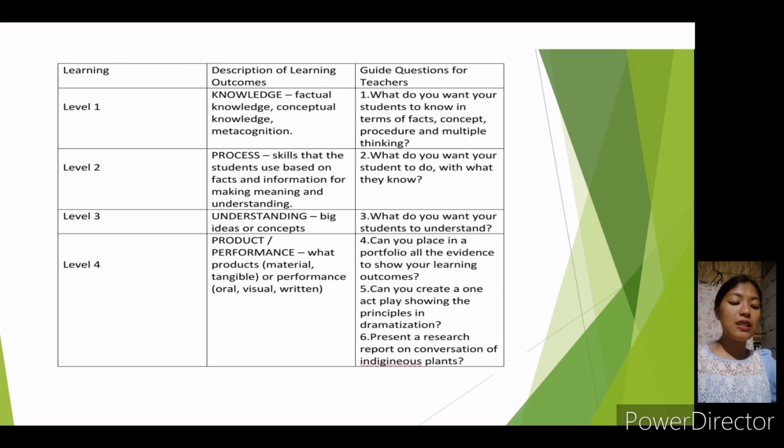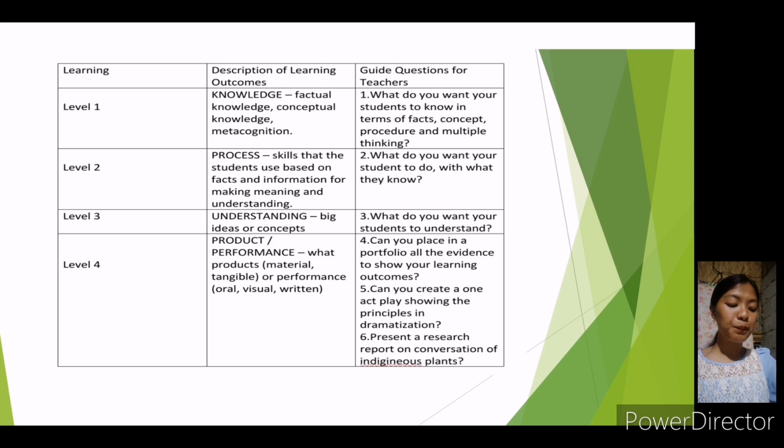And level 2 is the process. It is the skills that the students use based on facts and information for making meaning and understanding. The guide question for teachers is, what do you want your students to do with what they know? And level 3 is understanding. Big ideas or concepts. And the guide question for teachers is, what do you want students to understand?